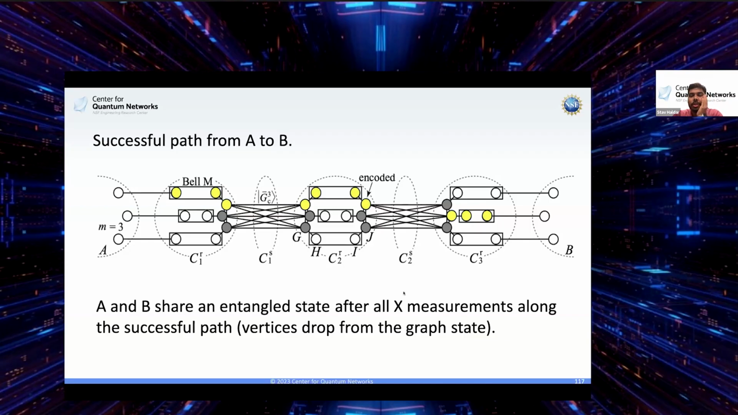So I see we did not use any quantum memories. This was all photons. This graph state is photon. These Bell measurements are all photonic. These Bell states are also photons. And doing that in an error protected way, you were able to generate entanglement between Alice and Bob.